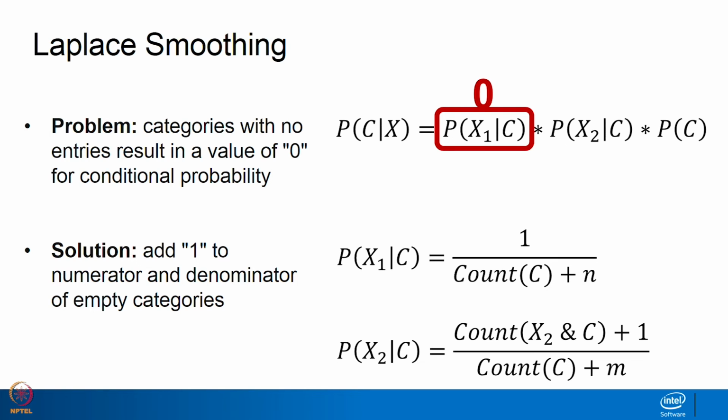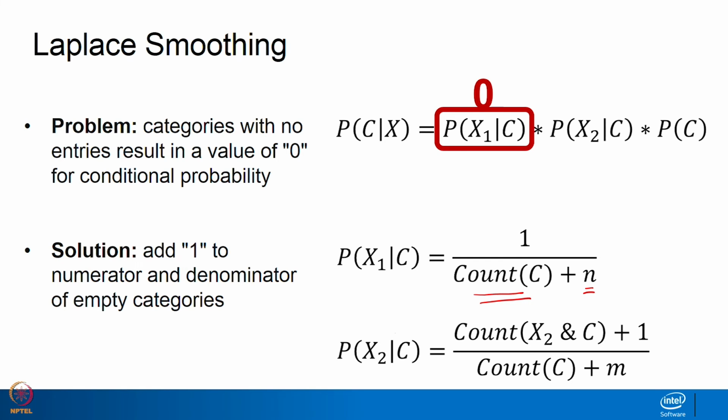So, for instance, in this case let us say there are 2 features, and one of them has 0 frequency of occurrence, so you have a 0 there. In this case, for P of x1 given C, instead of putting a 0, you just put 1 over the count that you typically have in the denominator for that particular class, plus n.